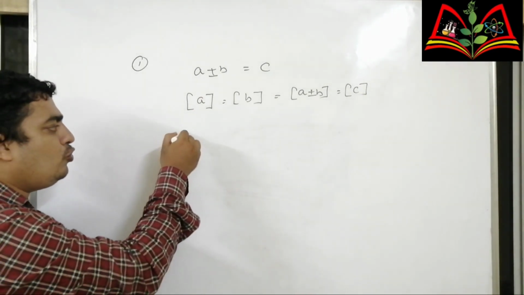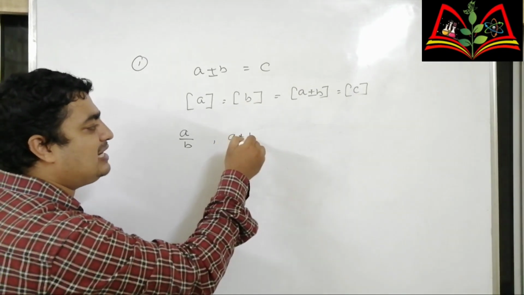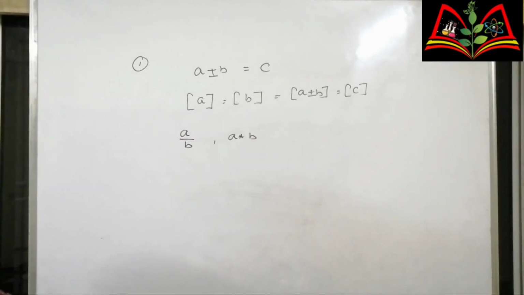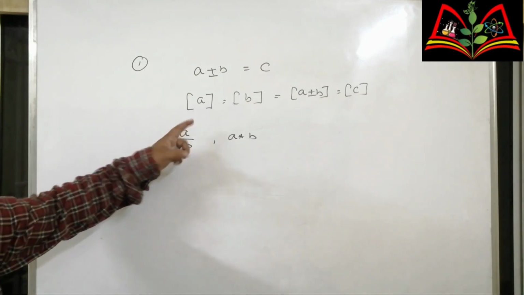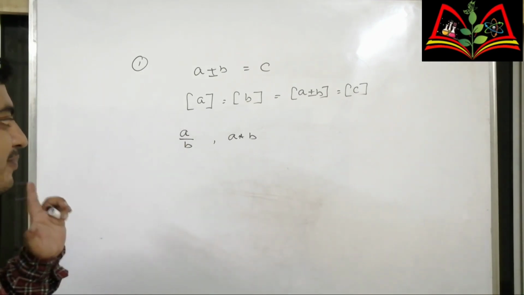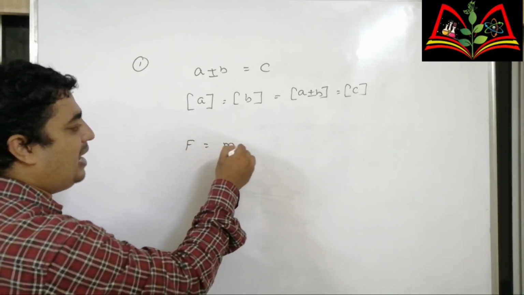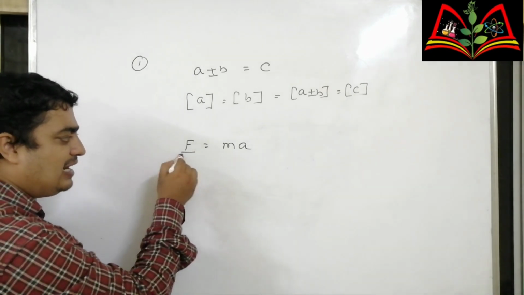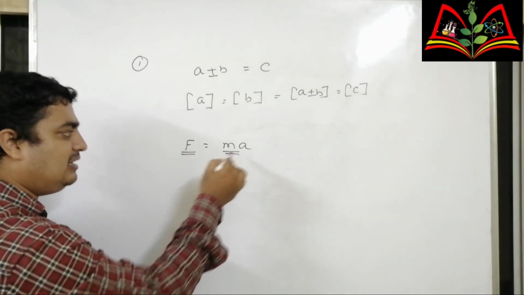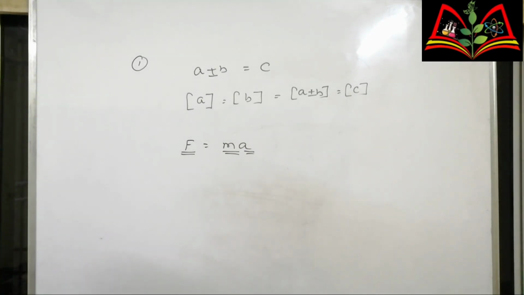But two quantities having different dimensions can be multiplied or divided. अगर दो क्वांटिटी का डायमेंशन डिफरेंट है, उनका मल्टीप्लिकेशन पॉसिबल है, डिवीजन पॉसिबल है. For example, we write force equal to mass into acceleration. Now force has different dimension, mass has different dimension, acceleration has different dimensions.